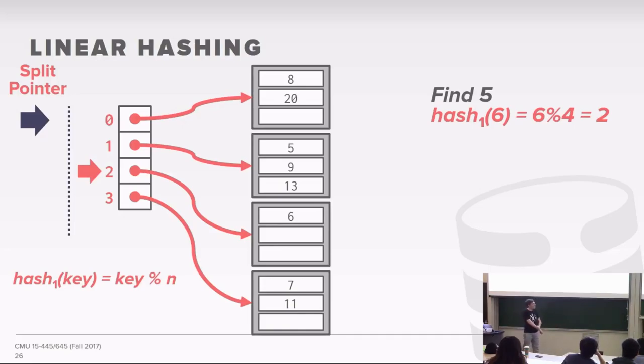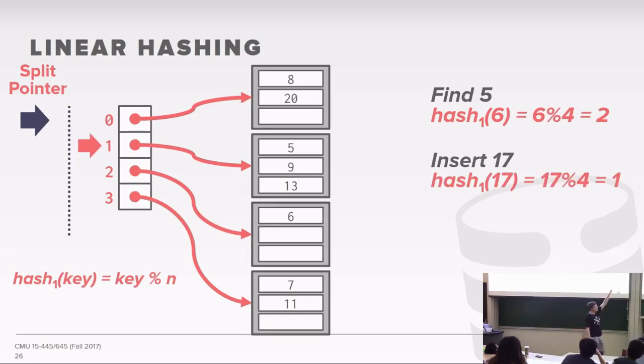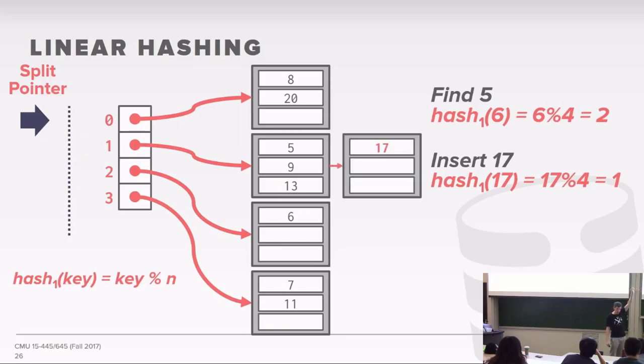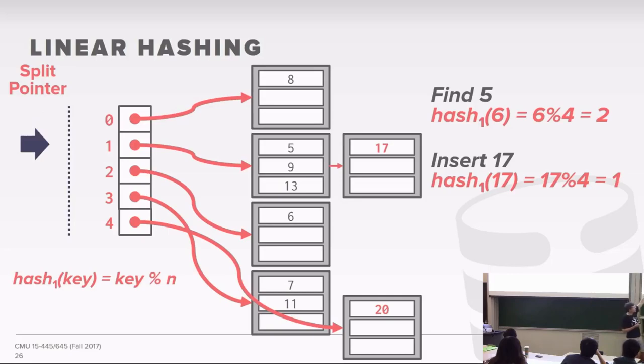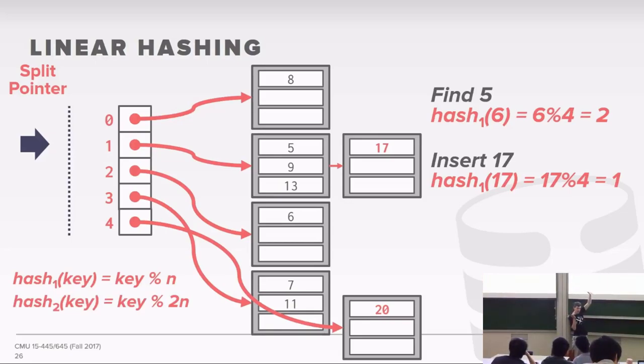So now I want to insert 17, but when we hash it, we end up pointing to this bucket here, but that bucket is full. So instead of splitting this bucket, we're just going to add an overflow bucket, and we'll maintain that linked list that we saw in chained hashing, which extends the number of entries we have for this slot location. But then we'll end up splitting whatever the split pointer is pointing at. In this case, it's pointing to the first one. So we'll make a new slot entry and use a second hash function, which doubles the number of elements we're modding the key by, and that's going to reshuffle all the entries in that first bucket to have some of them point to the first bucket, some of them point to our new bucket. In this case, 8 stays at the top, 20 comes to the bottom.